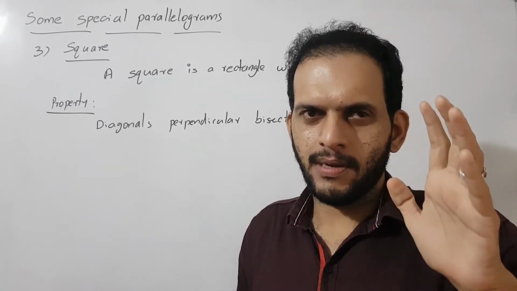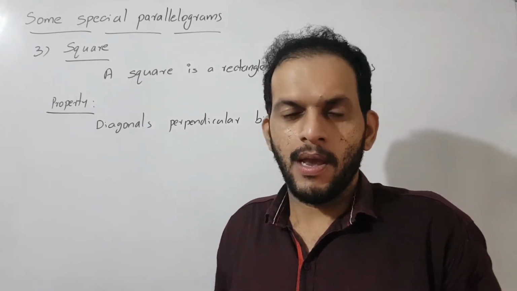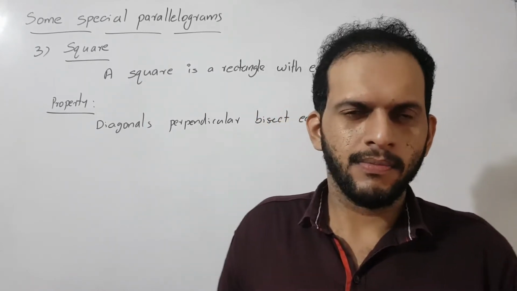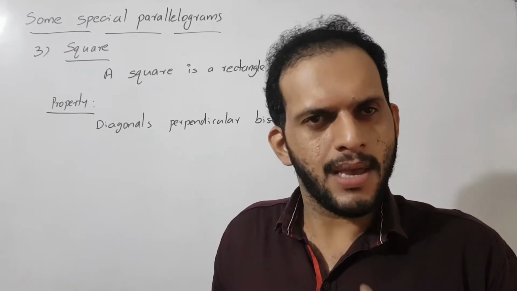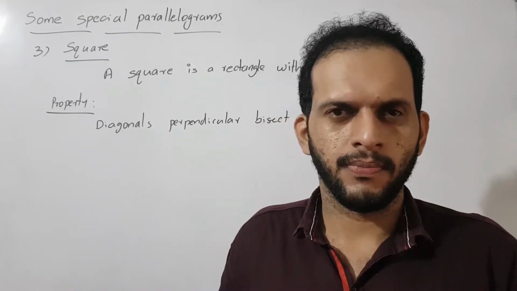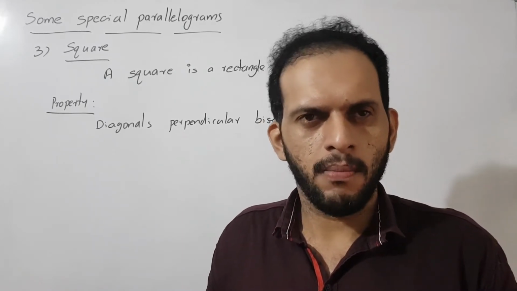Okay, don't forget this idea. Sometimes the question will ask like that. Every square is a rectangle. Yes, every square is a rectangle. Every square is a rhombus. Yes, every square is a rhombus. Every square is a parallelogram. Yes, every square is a parallelogram.